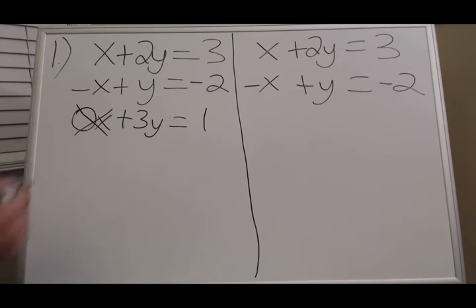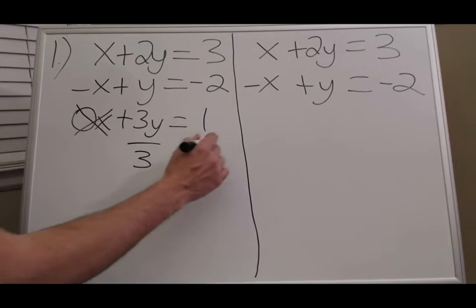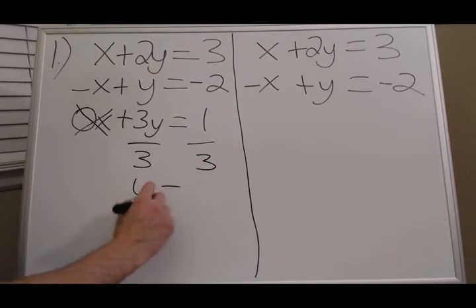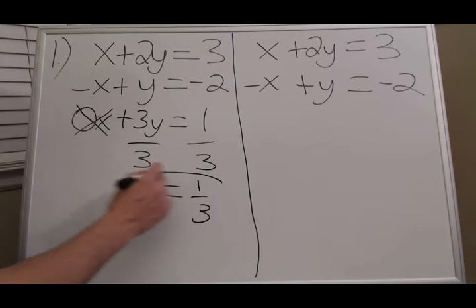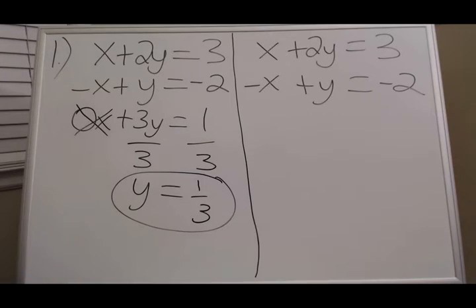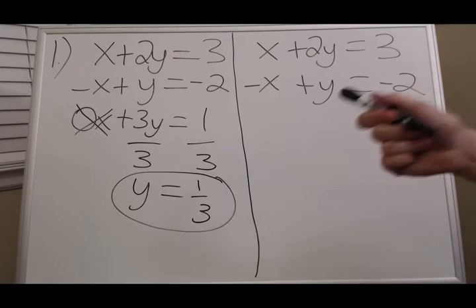This 0x goes away. And to solve for y here, we would just divide by 3, and we would get y is equal to 1/3. We could then plug this back into another equation. Let's see what happens when we try to subtract straight down all three columns.